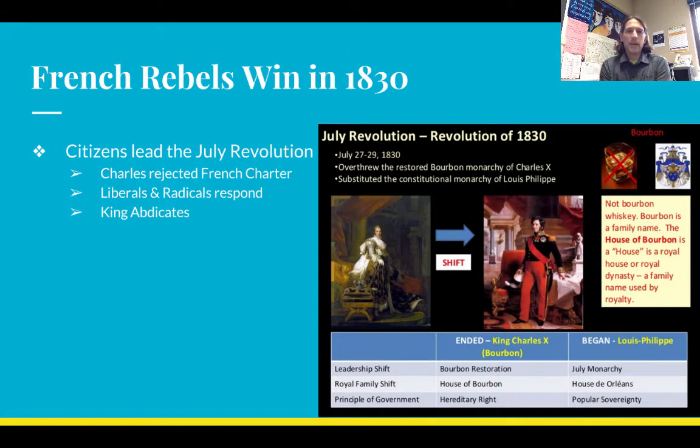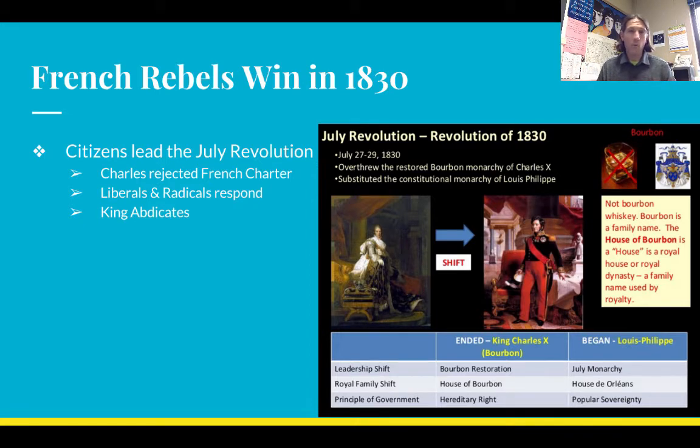So when we look at citizens and the July Revolution, what you have is you have Louis XVIII, I believe, who comes back after Napoleon and is reestablished, and he agrees to a limited monarchy. And so France has a king, but it also has a constitution. And when Louis XVIII is done, then Charles X becomes king.